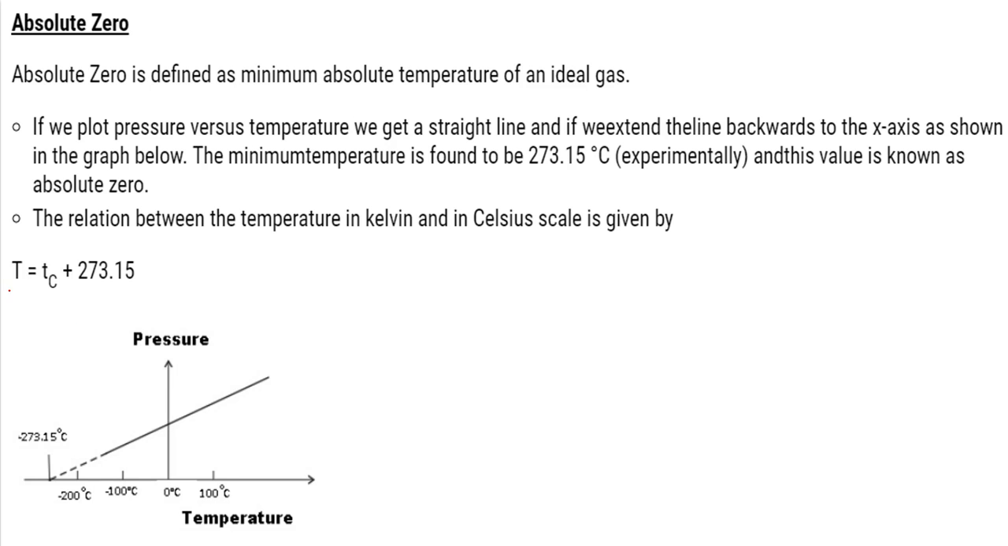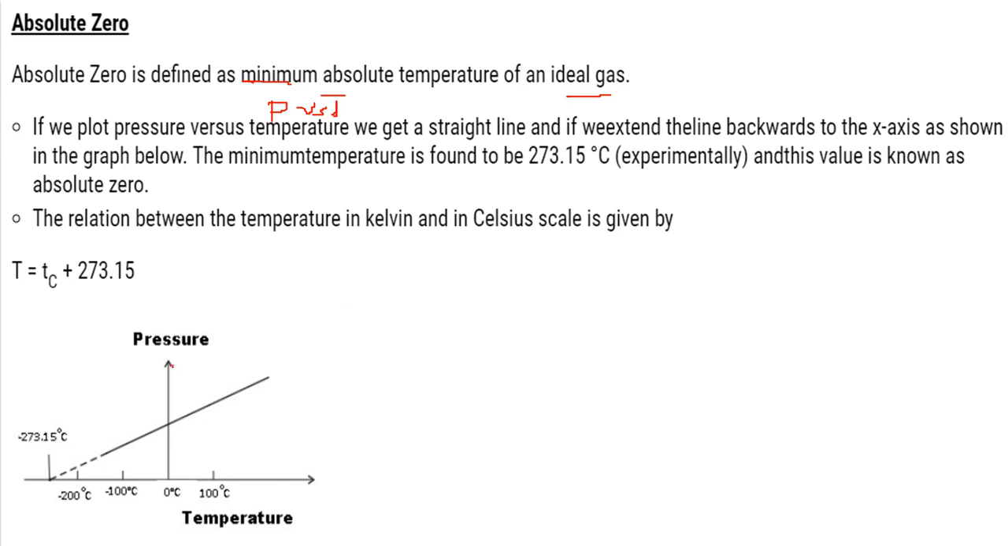Absolute zero. This is defined as the minimum absolute temperature of an ideal gas. Please understand, absolute zero is the minimum absolute temperature of an ideal gas. So if we plot pressure versus temperature, that is P versus T, we get a straight line.